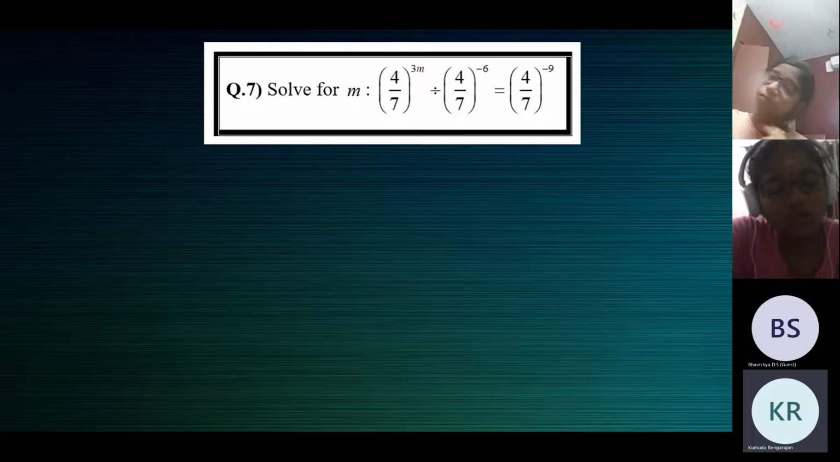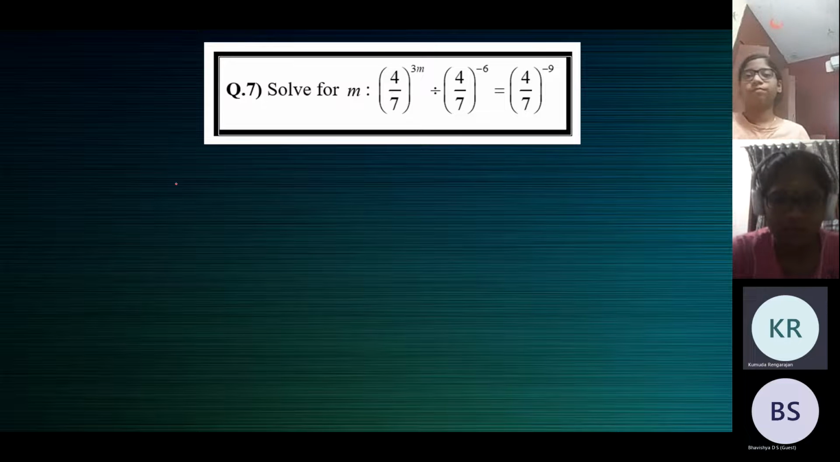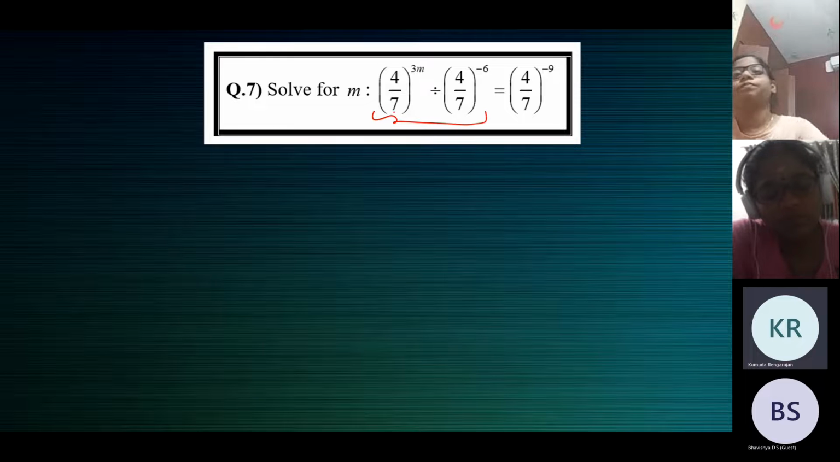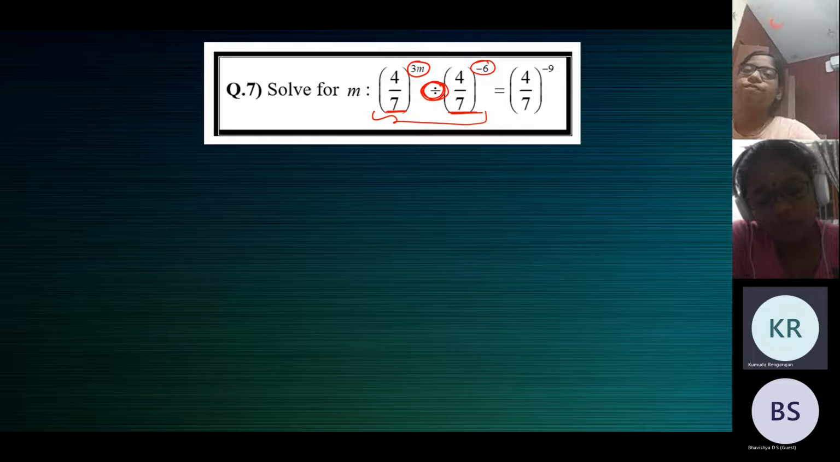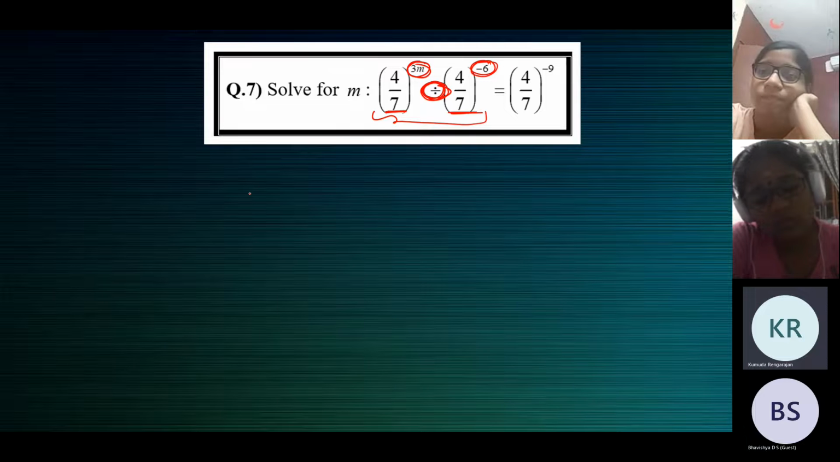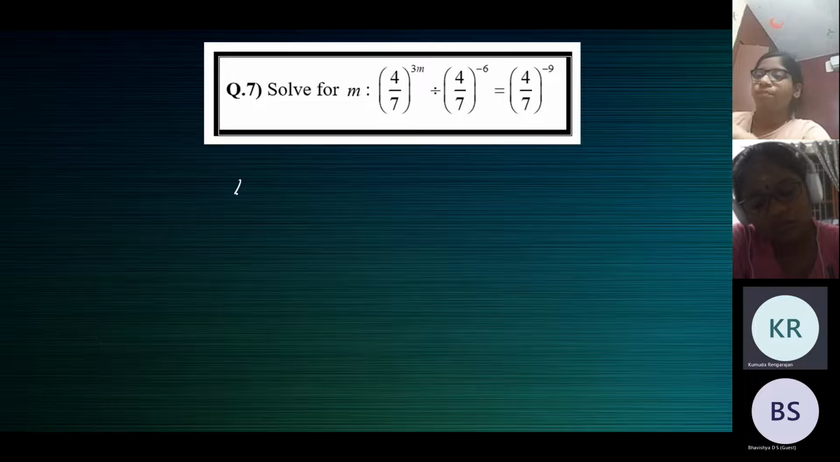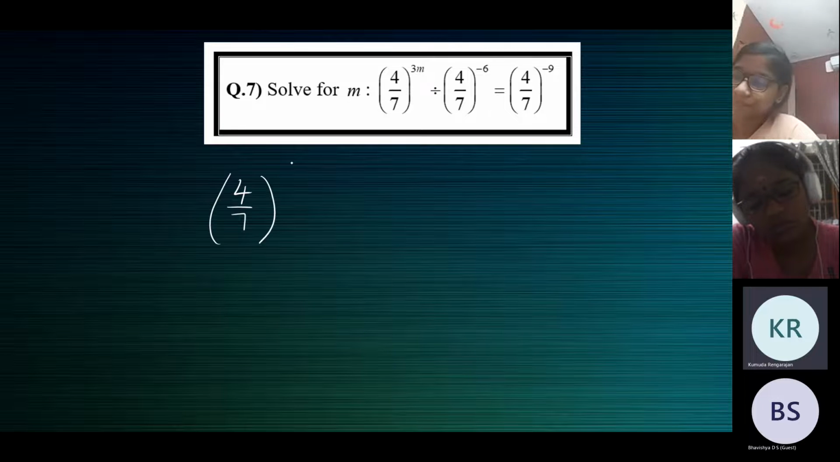All right. So what do we do here? When bases are same and it's division, we subtract the powers. On the left-hand side, you see that the bases are the same, 4 by 7, 4 by 7. The mathematical operation is division. So we have to subtract the powers. Let's do that on the left-hand side. Write the base 4 by 7 once, and subtract the powers.